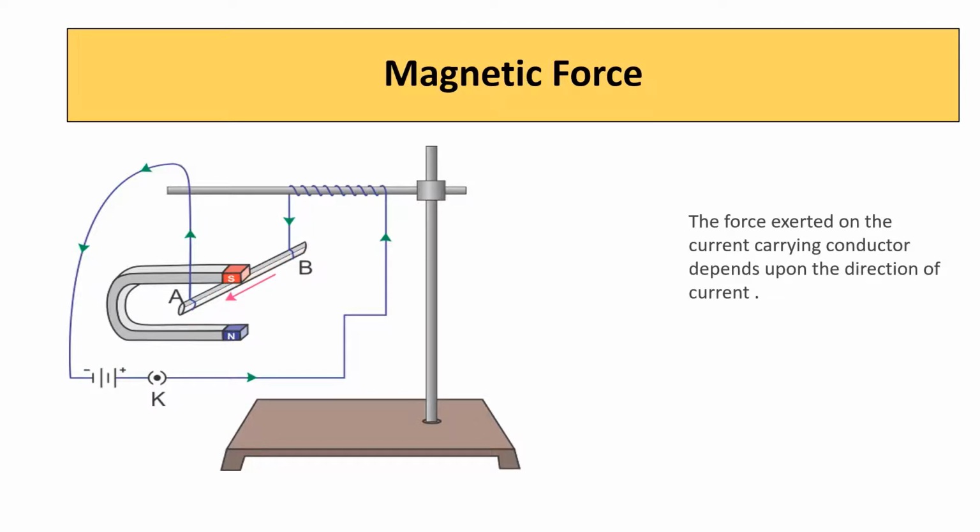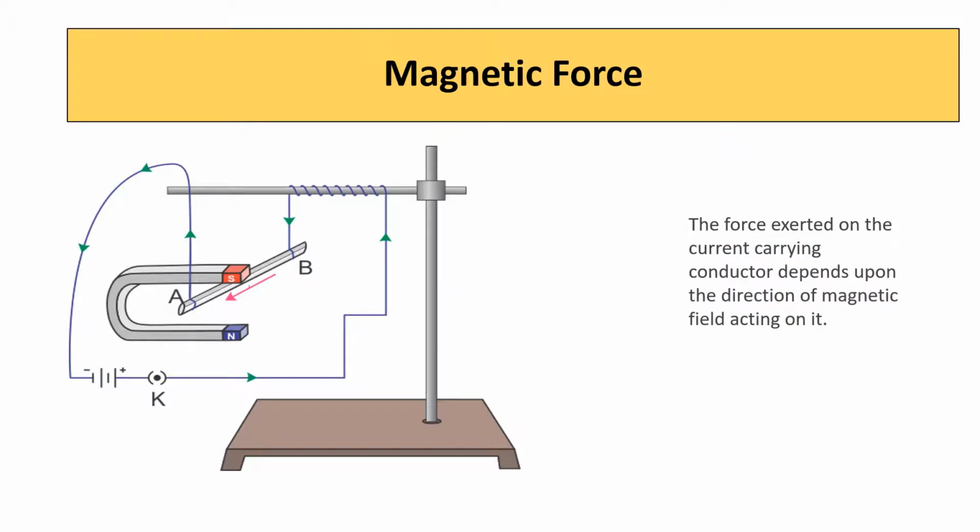But if you reverse the polarity of this battery, that means if this is the positive terminal and this is negative, in that case electric current starts flowing in this direction. The electric current flows from A to B. In that case, you can observe the displacement of this aluminum rod is towards the right. That is, the force exerted on the current carrying conductor depends upon the direction of current.